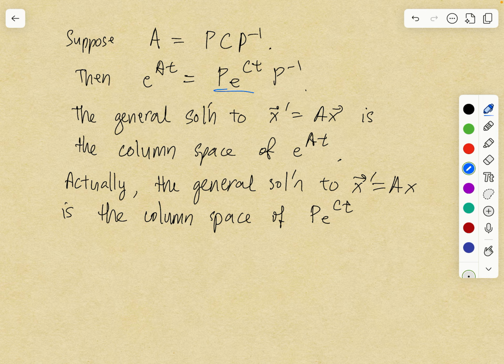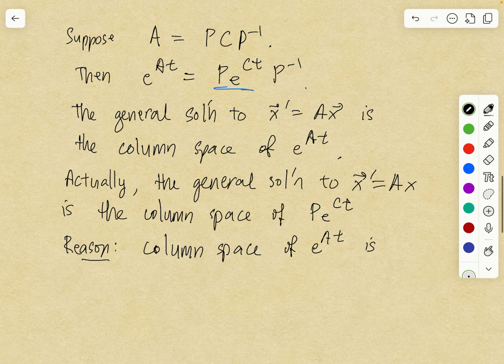So in other words, you take these first two matrices, you multiply them, and the span of the columns of that matrix is the solution to x prime equals Ax. What I'm saying is that the column space of P times e to the Ct is the same as the column space of e to the At.